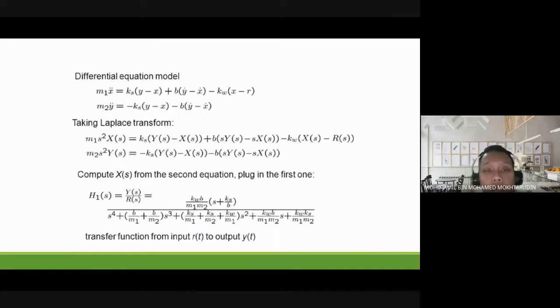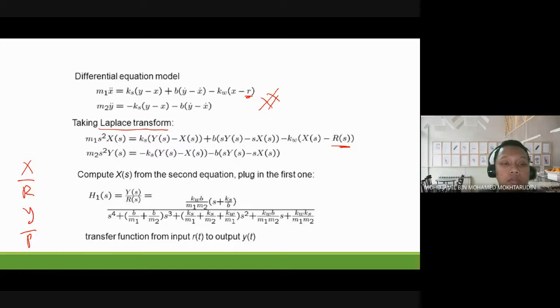Okay, now we can write the equation. This is the equation from previous slides. Then we can convert into frequency domain using Laplace transform. So this is the R just now. So the R, you convert, you get R(s). Usually we are interested to find either X over R or Y over R, mana-mana lah, okay. X over R or Y over R.